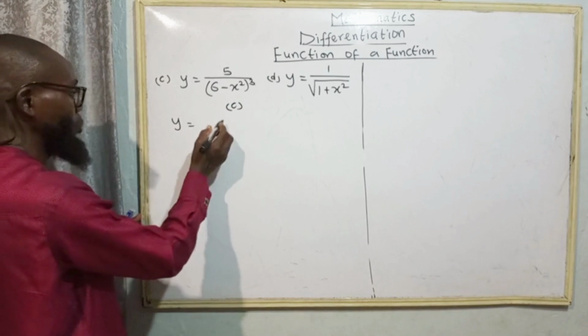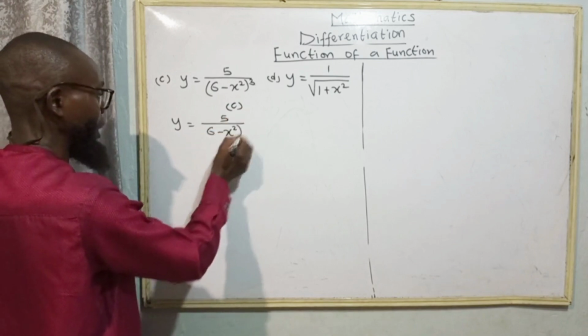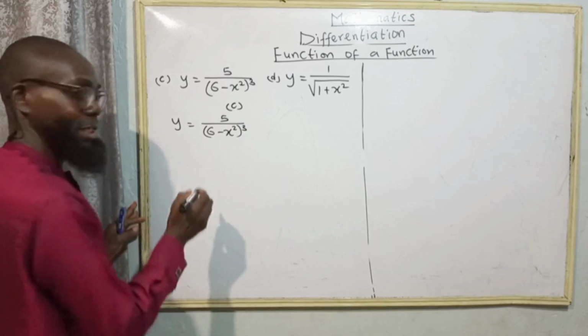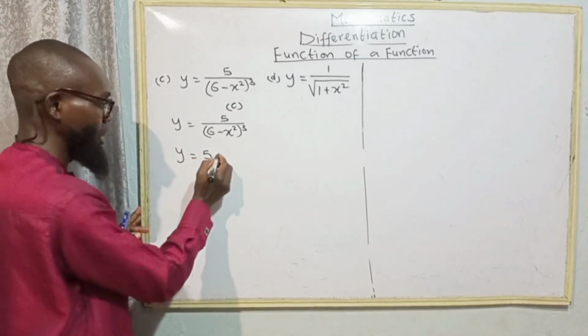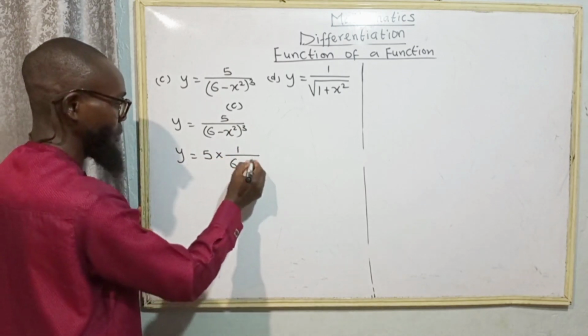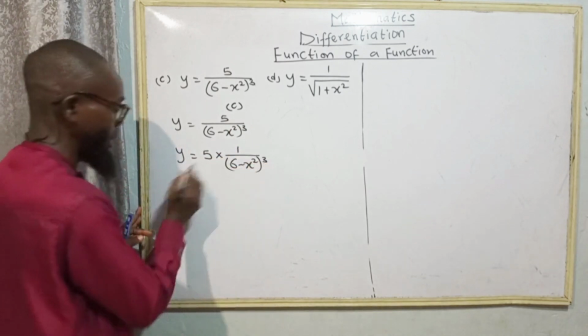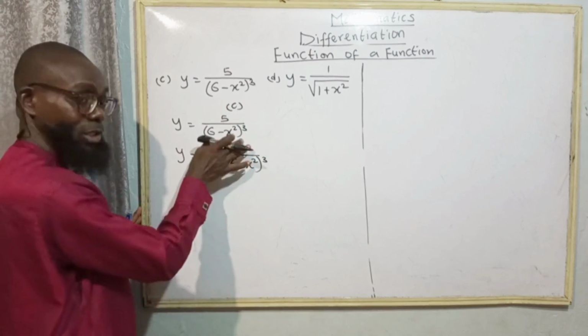y equals 5 divided by (6 minus x squared) raised to power 3. Now this can be written as y equals 5, taking the 5 out, multiplied by 1 over (6 minus x squared) raised to power 3. This is like 5 over 1: 5 times 1 is 5, then 1 times this gives us this.